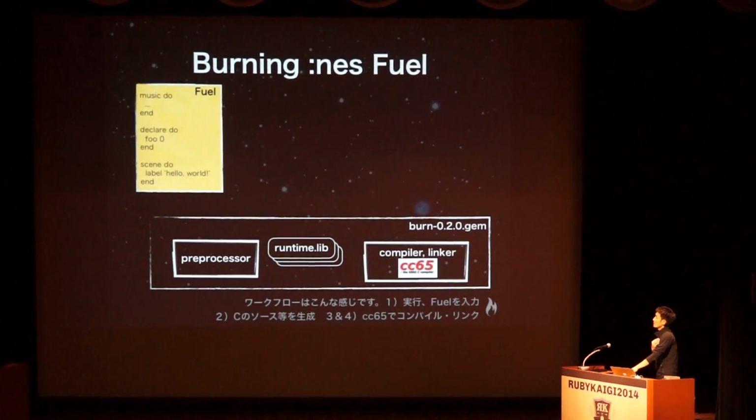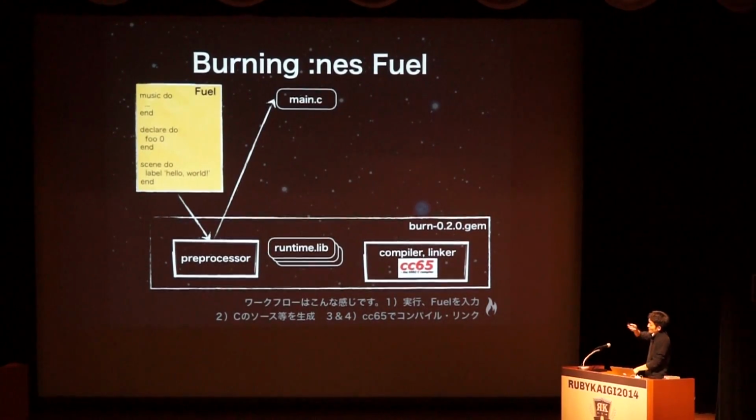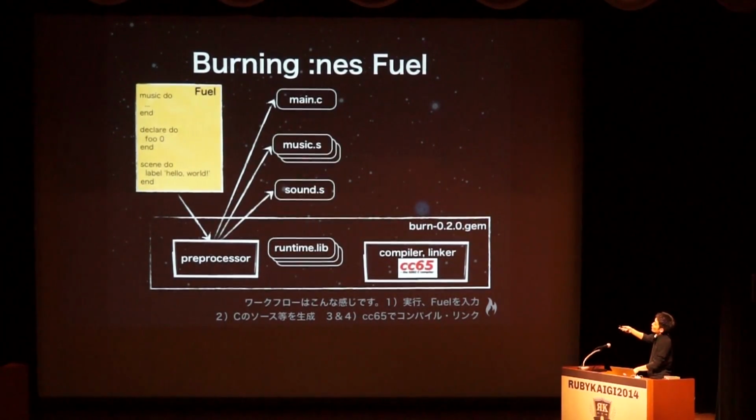Inside Burn, the workflow will look like this. First, you've seen that fuel. We call our Ruby DSL fuel because we can burn it. And we input that fuel to the Burn gem file. So it goes to the preprocessor. Actually, maybe I should use this pointer. Right. And next, the preprocessor will create some intermediate files.